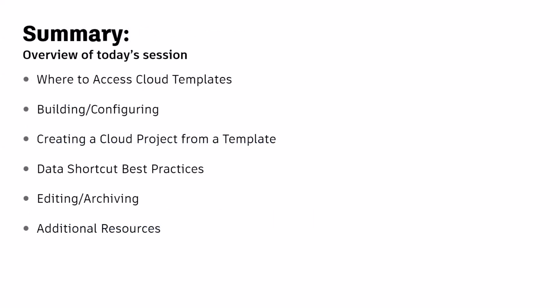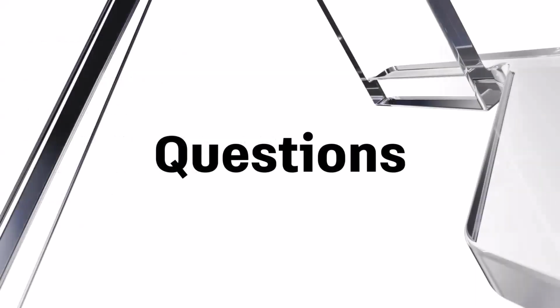We talked about a lot of things today. I showed you where you could find templates. I showed you where you can build and configure templates for Civil 3D use. We created a Civil 3D project from a template. I shared some best practices for data shortcuts. We looked at how we could edit and archive templates, and I shared some additional resources.